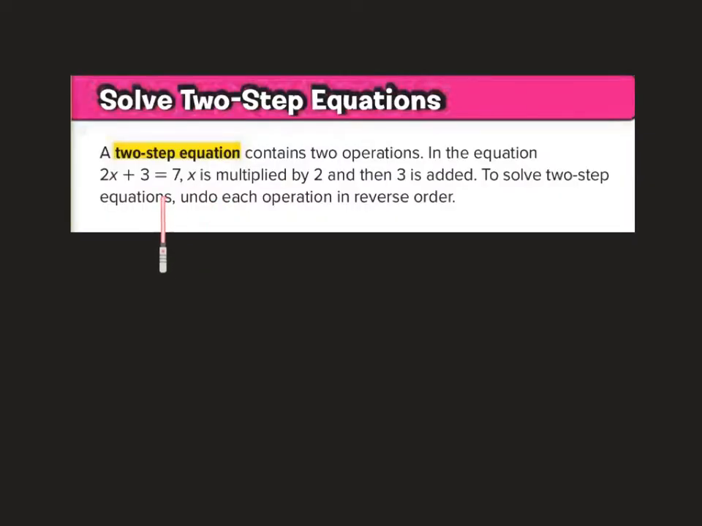As a reminder from our previous session, a two-step equation contains two operations. So here's the example, 2x plus 3 equals 7. X is multiplied by 2, and then 3 is added. And to solve the equation, we'll be working through PEMDAS in reverse order.